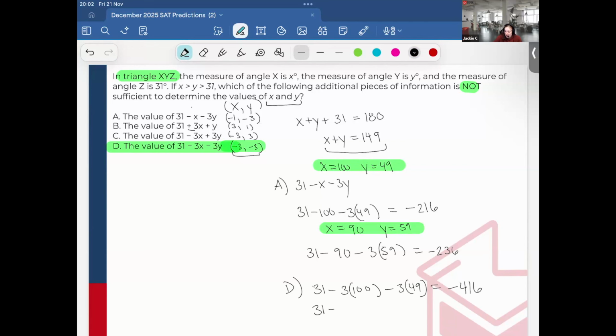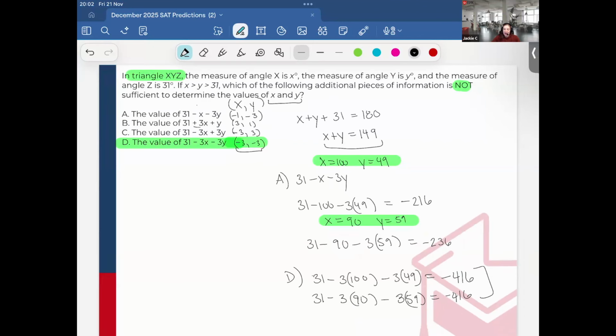If I said that x was equal to 90, so we do 3 times 90 minus y being 3 times 59. Guess what's going to happen? Oh my goodness, it's always going to give me the same value, showing that there is no change occurring. So that's how I know for sure that it's not sufficient to determine independent values of x and y. Hopefully that makes sense. So let's continue on our journey.